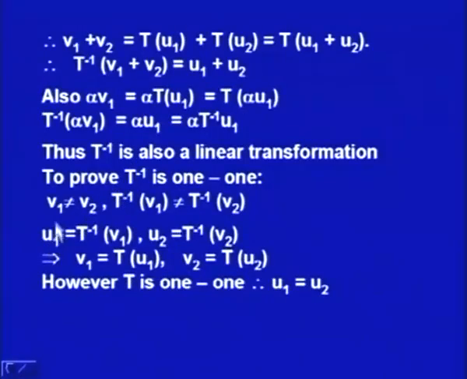Now, U1 is equal to T inverse V1 and U2 is equal to T inverse V2. With this, V1 is equal to T U1 and V2 is equal to T U2. Since T is 1-1, V1 and V2 being different means T U1 and T U2 are different. So, since T is 1-1, U1 is not equal to U2, and hence T inverse is 1-1. So, if we have a 1-1 linear transformation T, then T inverse is also a 1-1 linear transformation.